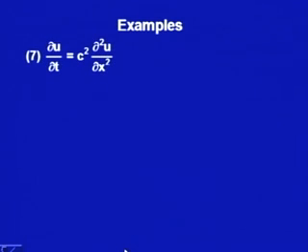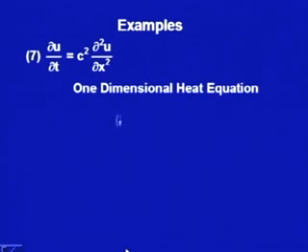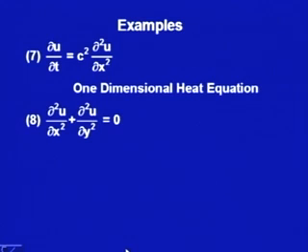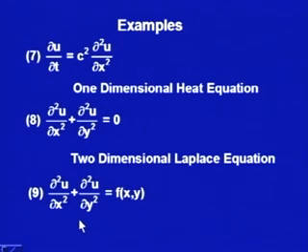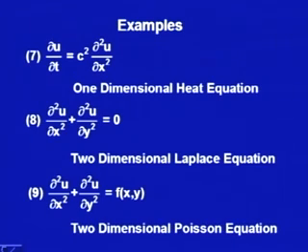Then we have del u by del t is equal to c square times del 2 u over del x 2. This is known as the one dimensional heat equation. Another equation is del 2 u by del x 2 plus del 2 u by del y 2 is equal to 0. You see here the independent variables are x and y and the unknown function is u. This is known as the two dimensional Laplace equation. Del 2 u over del x 2 plus del 2 u over del y 2 is equal to a function of x and y. This is known as the two dimensional Poisson equation.